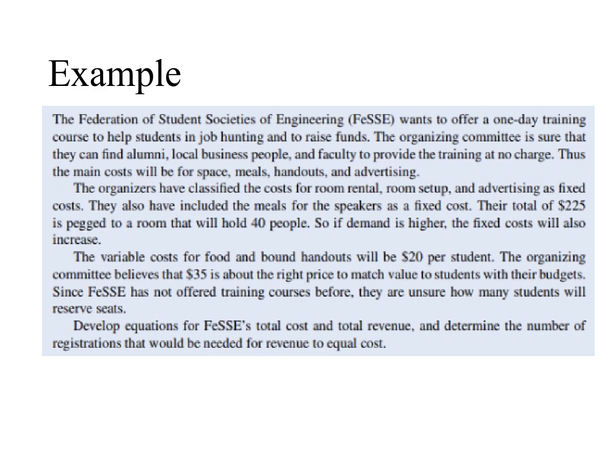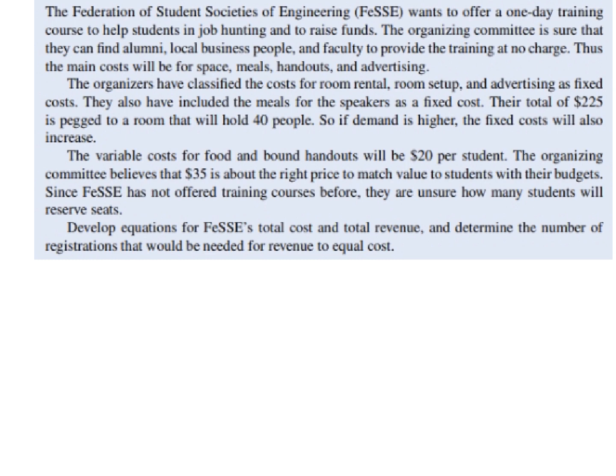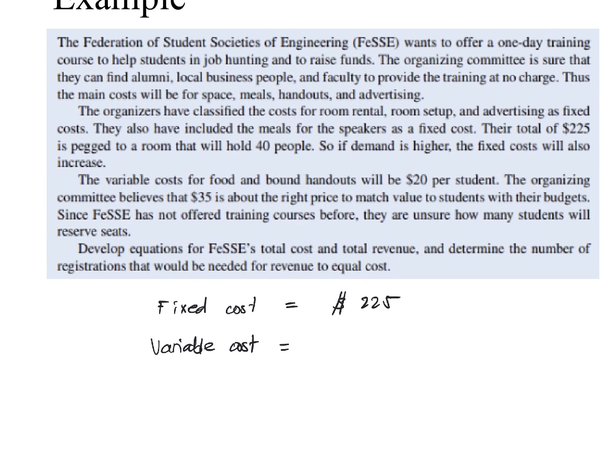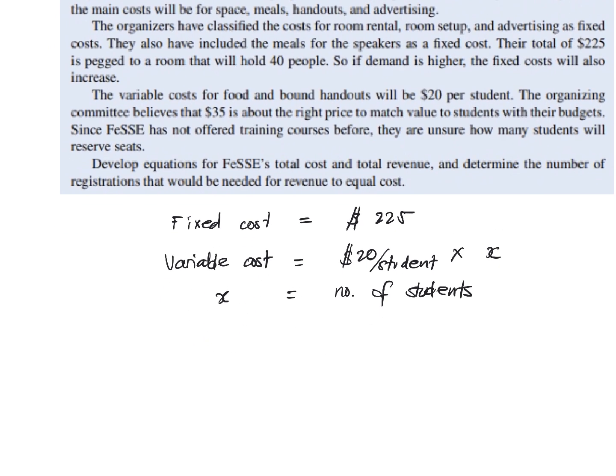Okay, so let's look at what the costs are. For fixed cost, we have 225. And we have the variable cost, which is $20 per student times X, where X is equal to the number of students. So now that we have identified the different costs, we have fixed cost, and we have variable cost at $20 per student multiplied by the number of students represented by the variable X.